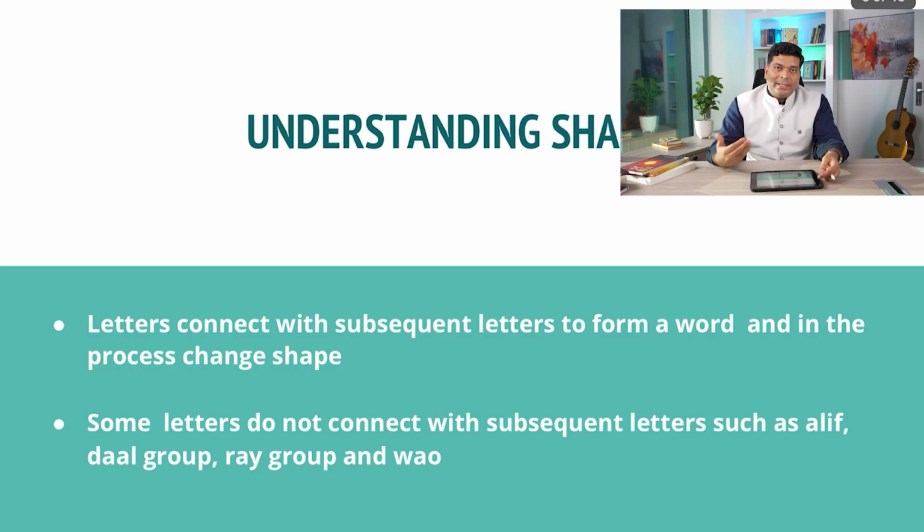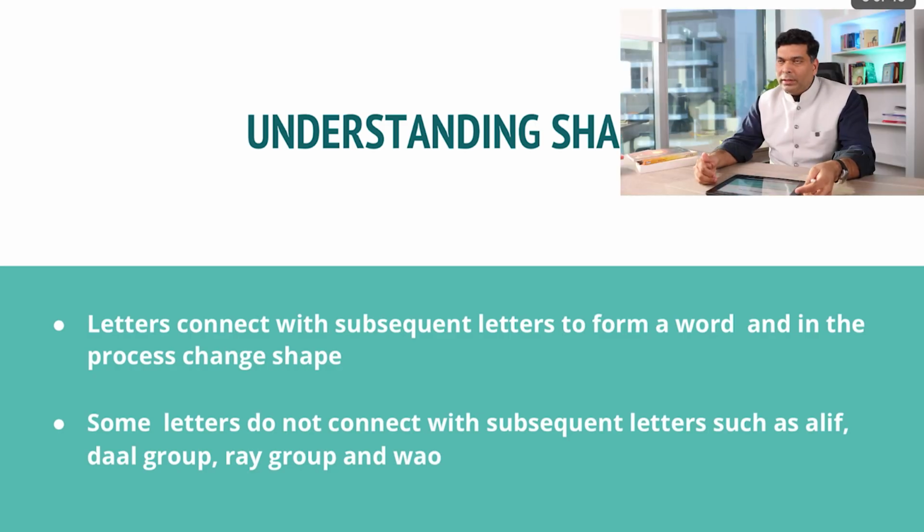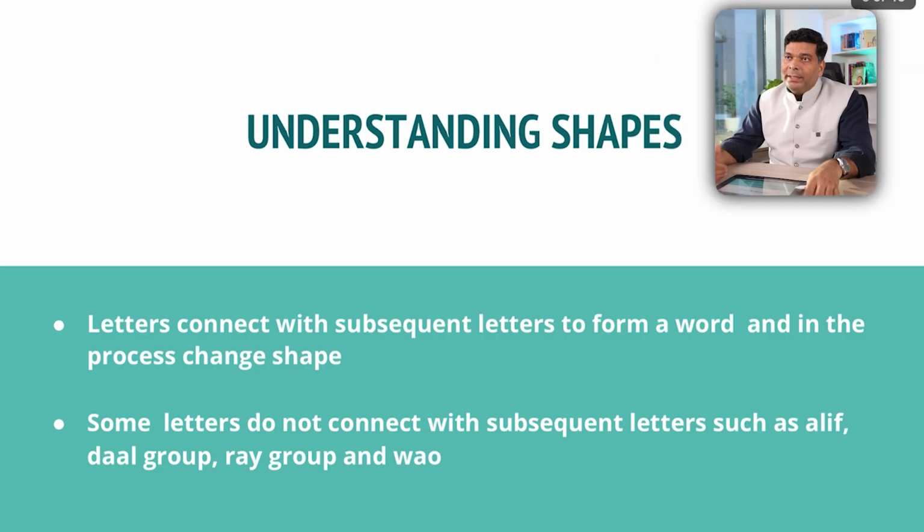Some letters do not connect with the subsequent letters. For example, Alif, or the letters of the Dal family, or the letters in the Re family, or Vav, does not connect to the subsequent letter. But all other letters connect to the subsequent letters. So we will see how those shapes look when a particular letter appears in the beginning, in the middle, or in the end, right? So please have a lot of focus on this.